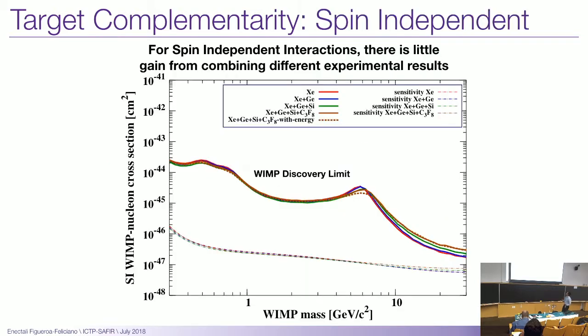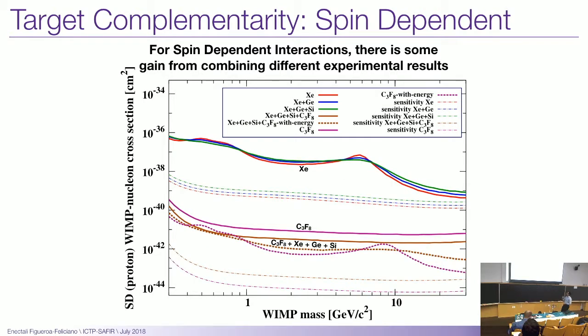So when you do that, you find that for the spin-independent case, it doesn't really help that much. These are WIMP discovery limits where you've added a xenon experiment, and then you say, okay, what if I have a xenon experiment and a germanium experiment, xenon plus silicon, and you keep adding different targets? You can see that you don't gain a lot in your WIMP discovery limit. So your neutrino floor basically doesn't move, so that's not a strategy that will really work that well.